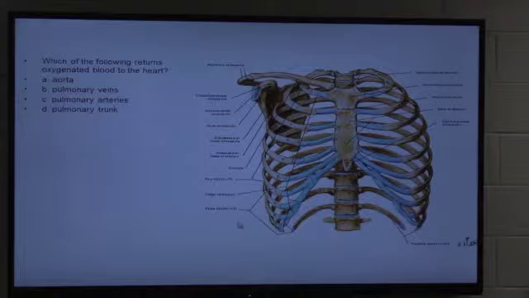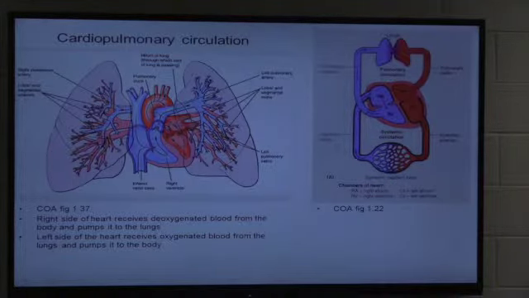Which of the following returns oxygenated blood to the heart? Aorta, pulmonary veins, pulmonary arteries, pulmonary trunk. Okay, the arteries are branches of the trunk, so using that kind of logic, if that's not the right answer, you can just eliminate those two right away. And those can be eliminated right away.